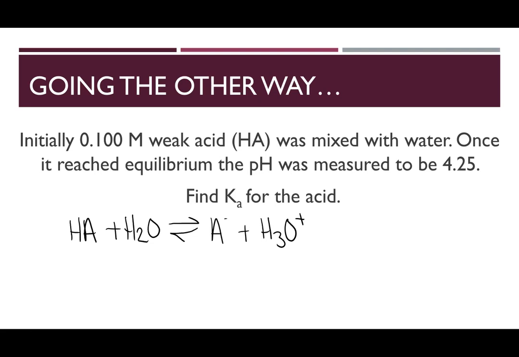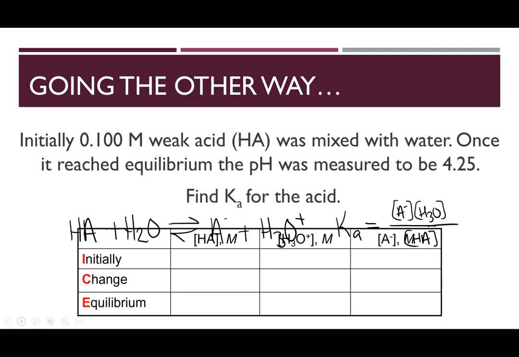Next thing we'll be able to do is a Ka equation. So this is what we're ultimately going to have to fill out to solve this problem. So concentration of our products over concentration of our reactants. And again, water's not included because it's a liquid. Okay. Last thing we need to do for this is do our ice table.